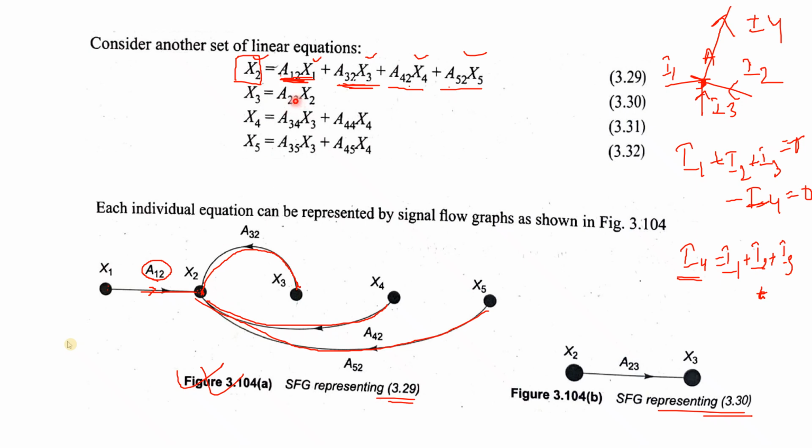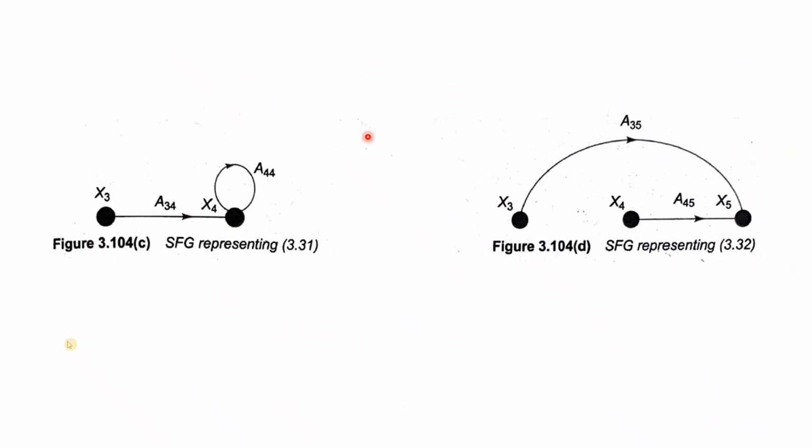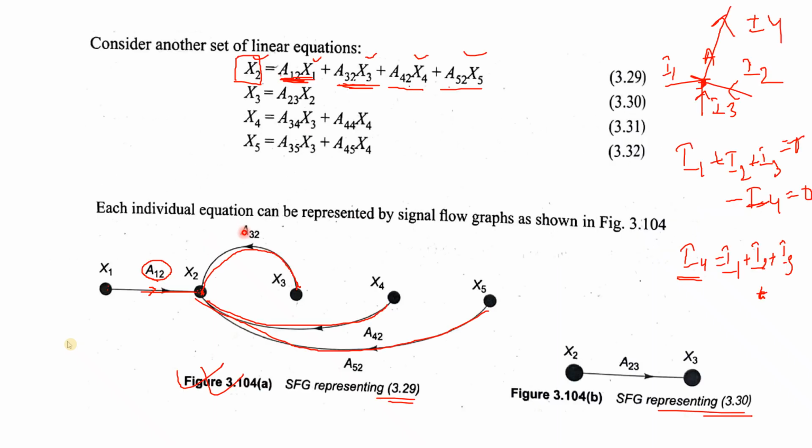Third one is x3 equals a23 x2. So you will write like this. Very simple. What is the fourth one? Fourth one is x4 equals a34 x3 plus a44 x4.